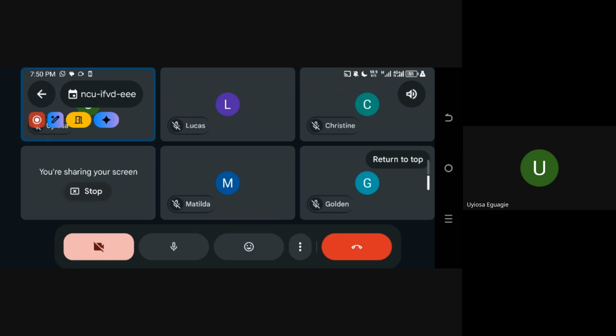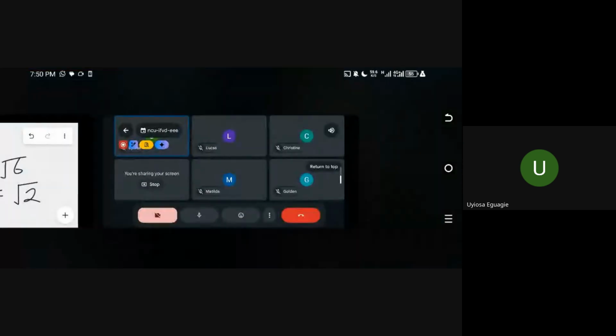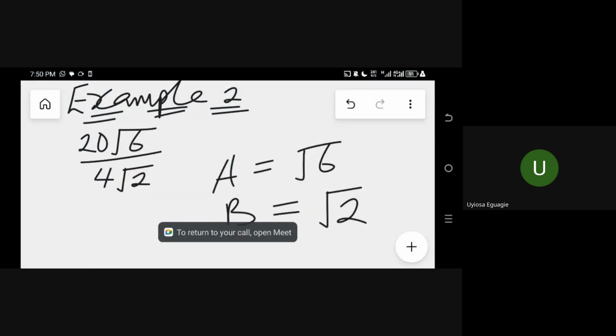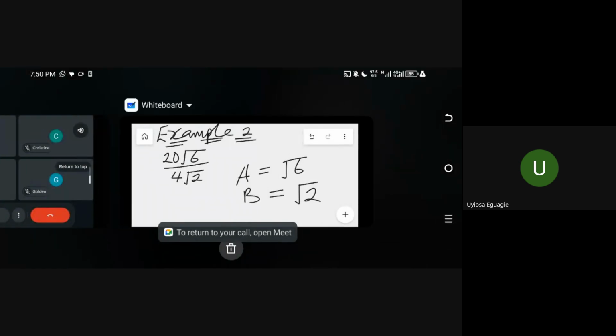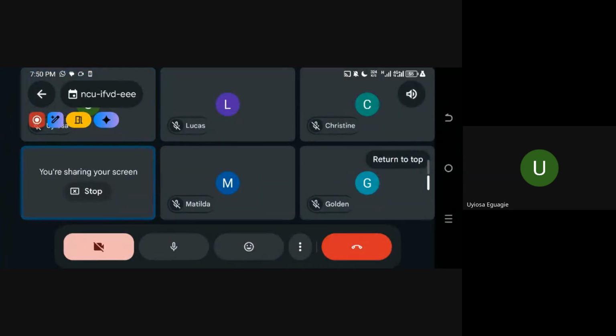A. A says, let's use root 6 to rationalize. Okay. Who else? Golden. A is root 6, rationalize using root 6. B, rationalize using root 2. Which is your choice? Golden. B. Okay. Uyosa, A. Golden, B.